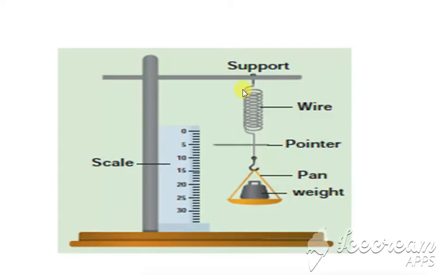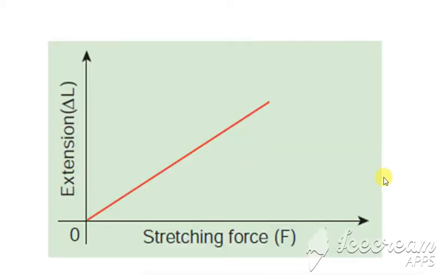So this is the experimental arrangement. This is the wire we are considering. This is a pan along with a weight, and this is a pointer, and when the wire elongates, we measure the length with the help of this scale. When the weight is added, it elongates more, and that elongation is denoted as del L. This is a graph between F and del L, and it is a straight line.